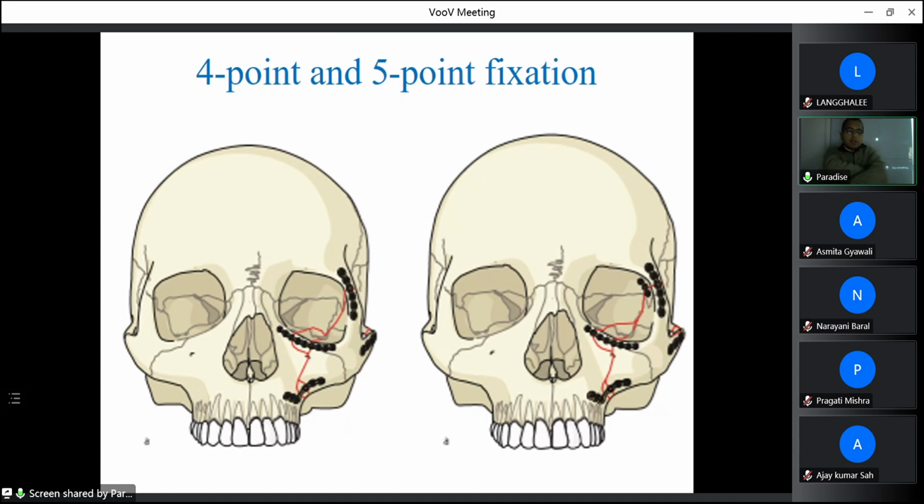So the fixation varies from no fixation to 5-point fixation. Practically, most of the time you have to do not more than 3-point fixation. Once you apply the plate at the 3 places, the bone is sufficiently rigid. You don't have to apply 4-point fixation or 5-point fixation, but theoretically you must know that sometimes you have to do 5-point fixation as well.